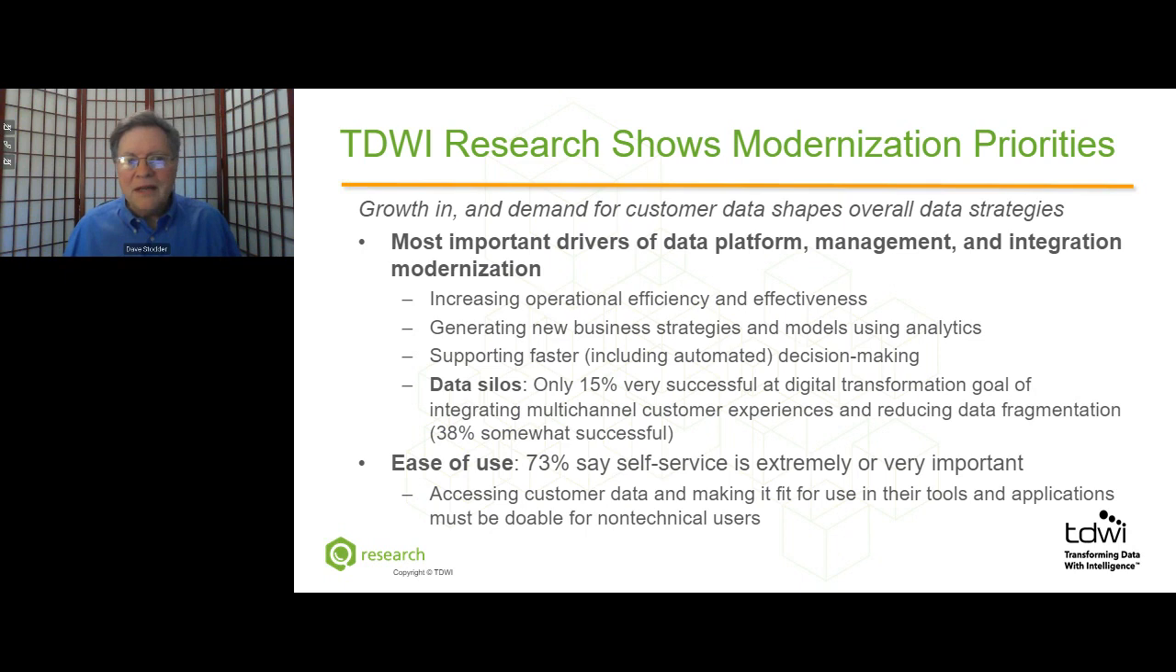A problem there is data silos. A lot of cases, a lot of operations are in data silos, and so it affects all of these areas. So we see here that only 15% are very successful right now at the digital transformation goal of integrating the multi-channel customer experiences, reducing data fragmentation, so getting that customer 360, the complete view. 38% are somewhat successful. So, it's not bad, but there's a lot of room for improvement there.